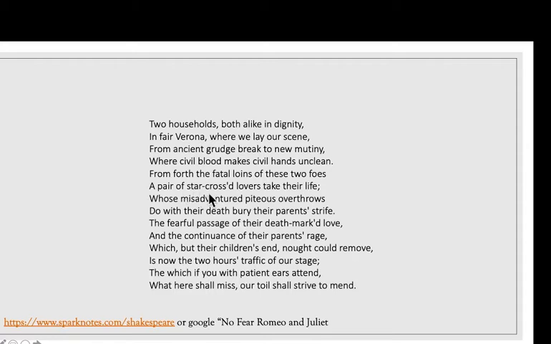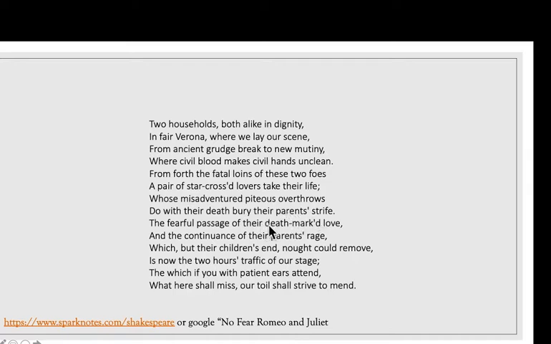Misadventured, piteous overthrows. That's quite a complicated line, but it just means that they've had an adventure, but it's misadventure. So it's an issue that's been brought out by that adventure that they've gone on. Do with their death bury their parents' strife. Now, as the question on the next slide told you, this is a really important line because it tells you that their death causes the end of the problems.